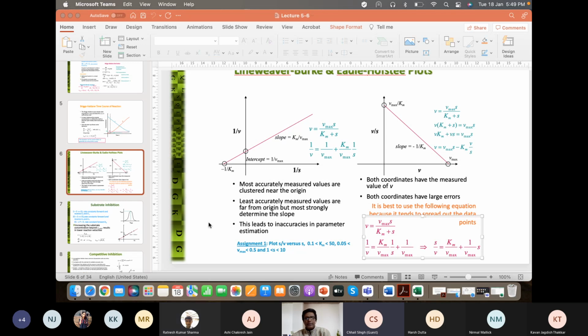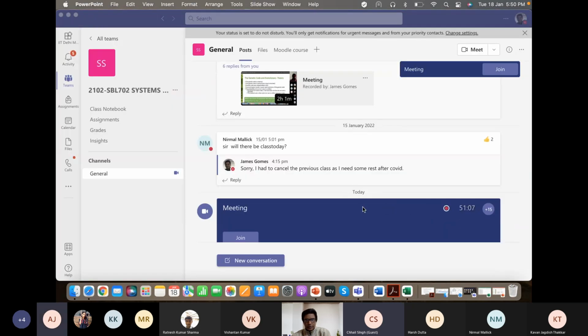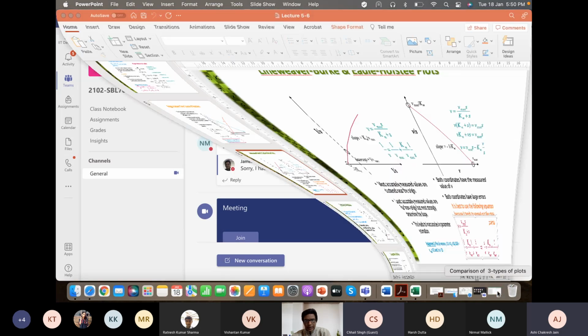One more thing. Should we plot it with some sort of arbitrary data or just using the equations itself? Just plot it the way I've shown you here, the 3 plots that are there. So 1 upon v by 1 upon s. The example is already shown to you. Would we be provided with some data points for plotting it? I've given you already.